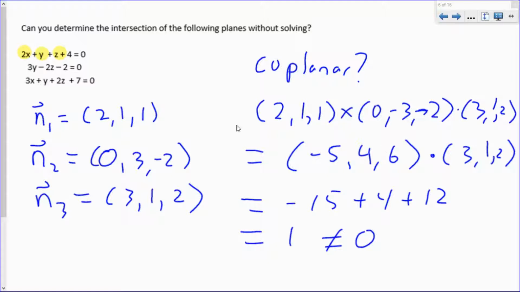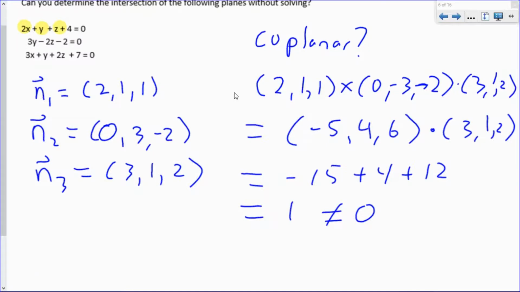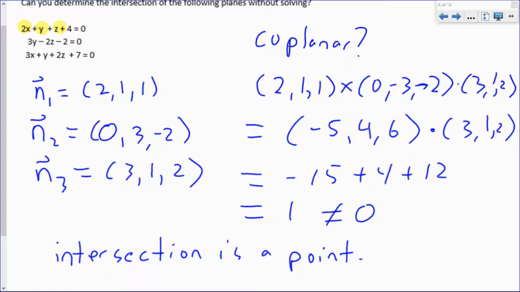So I have 3 planes with normals that are non-coplanar. That means the intersection is a point. There is a single intersection point for these 3 planes, which means that there is a unique solution for x, y, and z. Forget about what that solution is right now. We'll look at that later. But for now, I know there is a single value of x, y, and z that will satisfy all 3 equations. Let's look at another example.